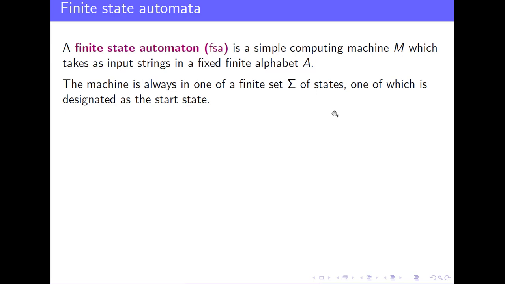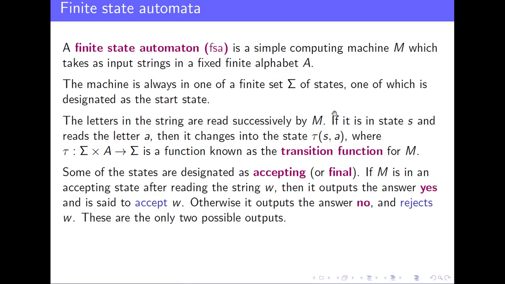So it's a simple computing machine over an alphabet, has a set of states, one of which is the start state, that's the same as a Turing machine. And so the letters in the input string are read successively, so in other words, the input tape is constrained to move rightwards at every move. I think that's the main restriction. And then it doesn't write anything, it just moves to a new state, so we've got a transition function which tells us which state it will jump to.